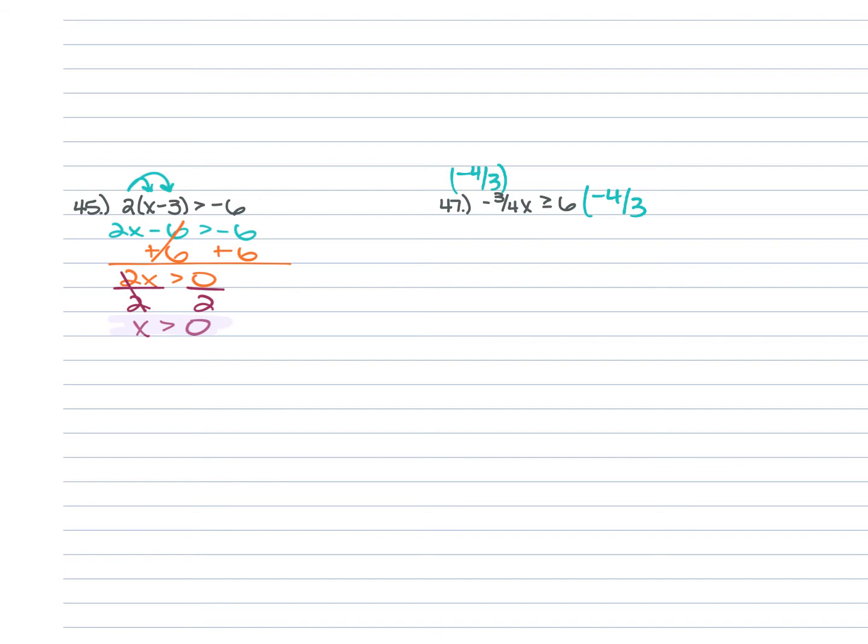Well, on the left side, they're going to cancel, right? So we're just going to have x. What's going to happen with our sign? Flip. And then you have 6 over 1 times negative 4 over 3. Can you simplify before you multiply? Wait, why does this sign flip? Because you're multiplying each side by a negative. Good. So it's just 2 times negative 4, which gives us x is less than or equal to negative 8. Good.